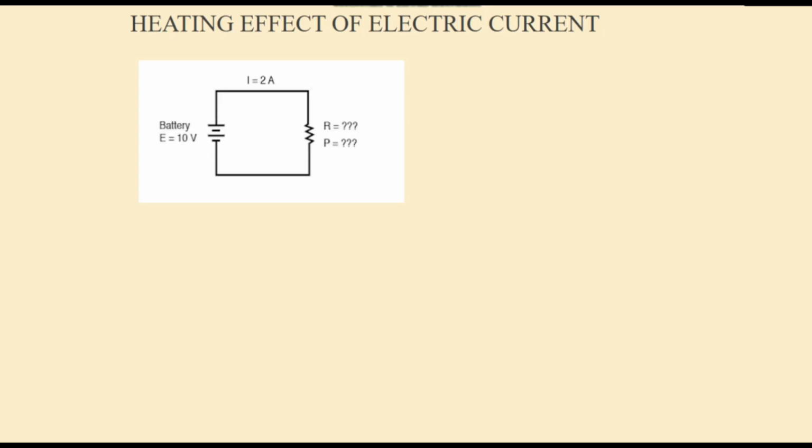So heat is a form of energy. That means the electrical energy is converted to heat. That means there is energy dissipation here. Some part of the electrical energy is converted to heat energy in this circuit.